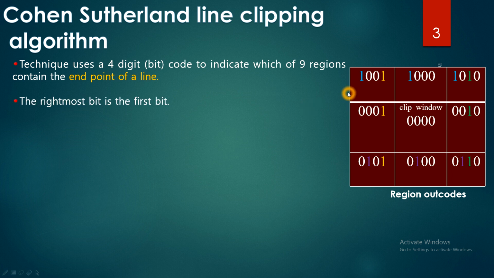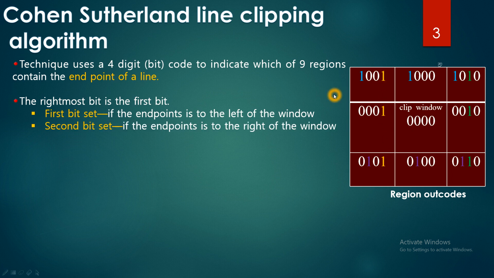The rightmost bit is the first bit. Always the rightmost bit is the first bit. If the first bit is set, this yellow one, the endpoint is to the left of the window. So this is our clip window. If the first bit is set, then the endpoint is to the left of the clip window.